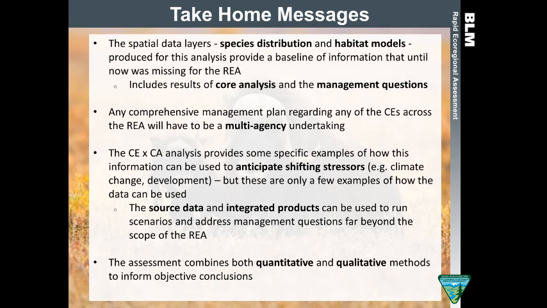Okay, so take-home messages. The spatial data layers, the species distribution, and the habitat models produced for this analysis provide a baseline. That's our take-home message, that until now these are missing from this REA, and this includes the results of the core analysis and the management questions. As I already alluded to, any comprehensive management plan regarding any of the CEs across the REA will have to be a multi-agency undertaking. The CE by CA analysis provides some specific examples of how this information can be used to anticipate shifting stressors, but these are only a few examples of how the data can be used.